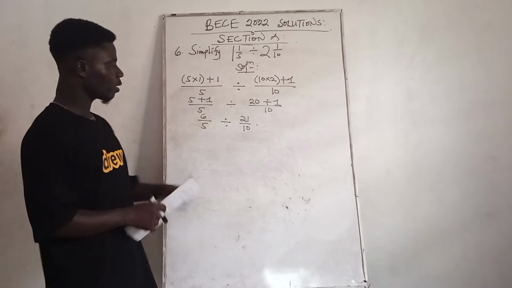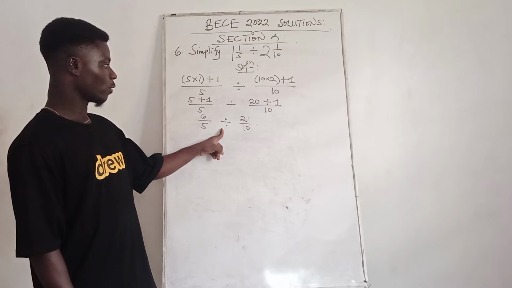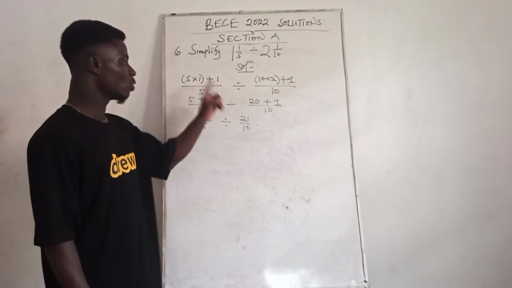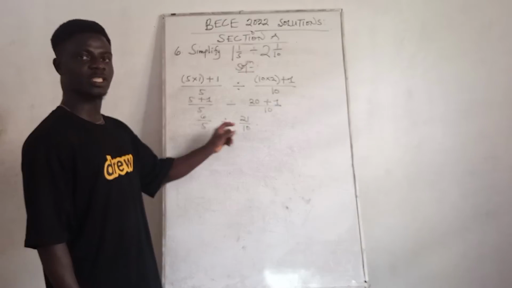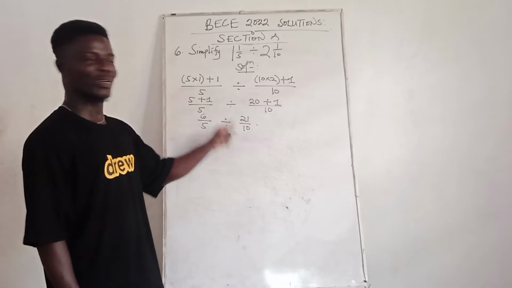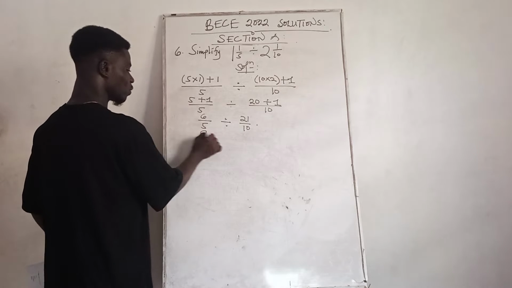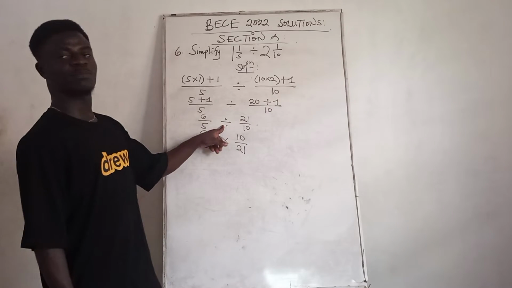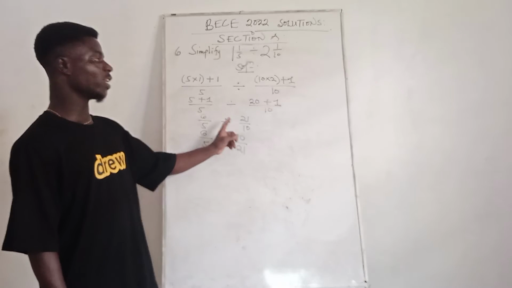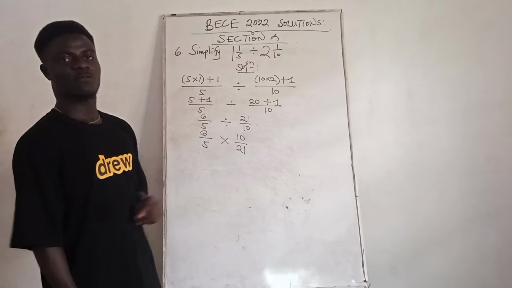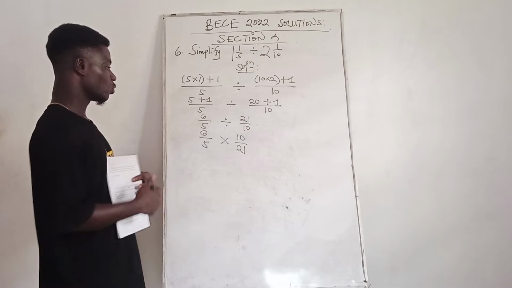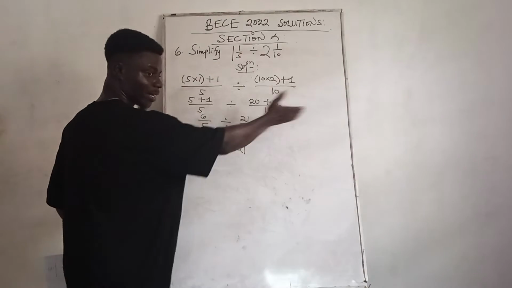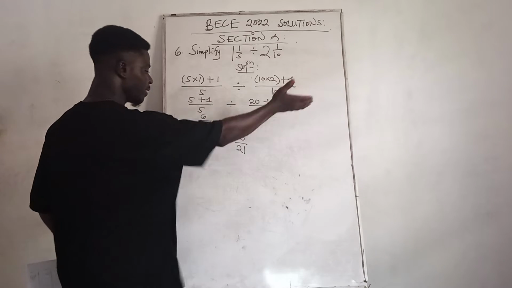Now we are dealing with the division sign here. So we have to change this division sign to a multiplication sign. Then we have to take the reciprocal of this fraction, 21 over 10, which turns out to be 10 over 21. So we get 6 on 5 times 10 on 21. Now, multiplication permits us to cancel diagonally, but addition, you can't cancel like that.